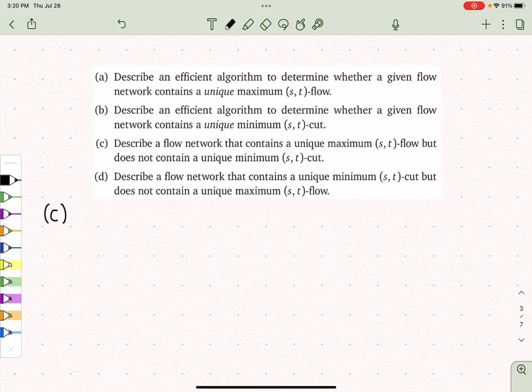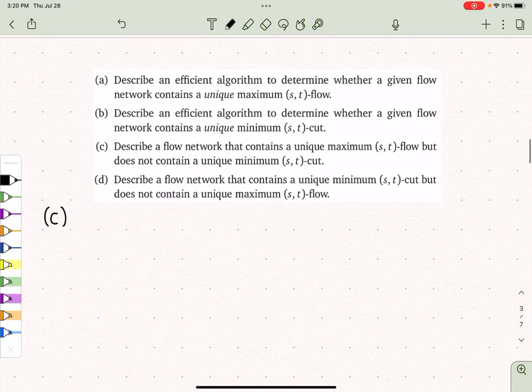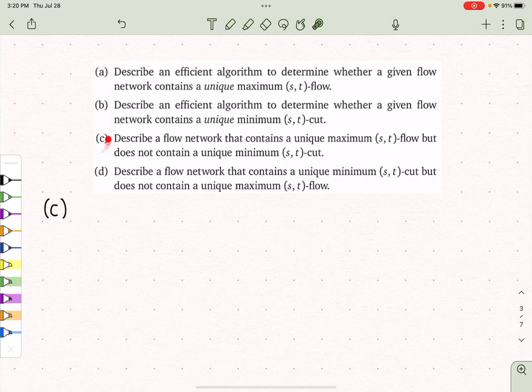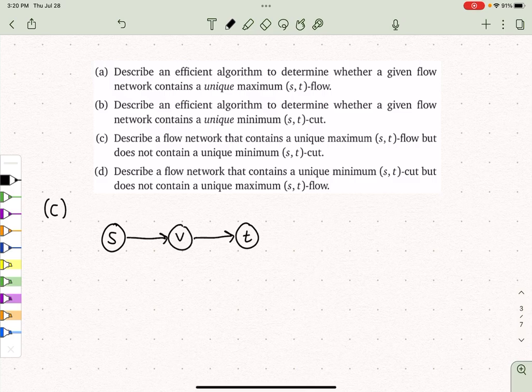So to start off again, we want to draw a picture and get an idea of what these things look like. So let's start with C and D, where we want to come up with examples to give us an understanding of the structure of this problem. So for the first one, we want to find a flow network that contains a unique maximum flow, but many different minimum cuts. So this one's pretty easy. Consider the following flow network. So let's say the capacities are 10.